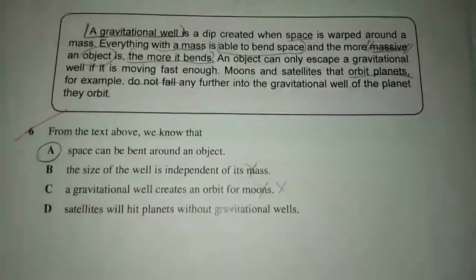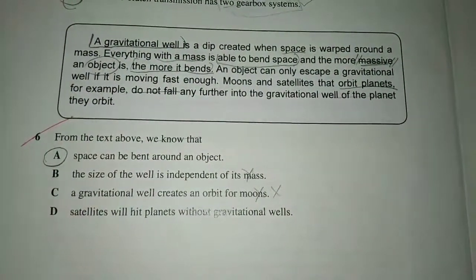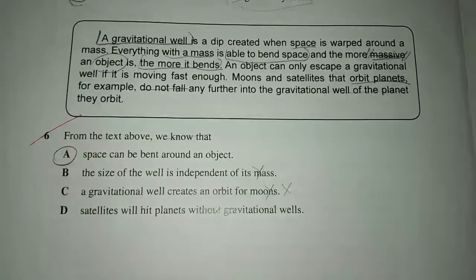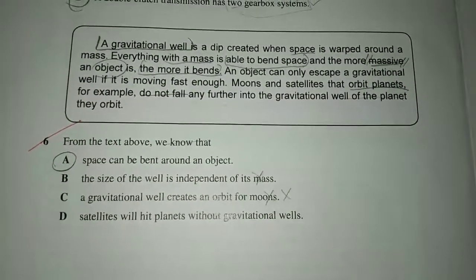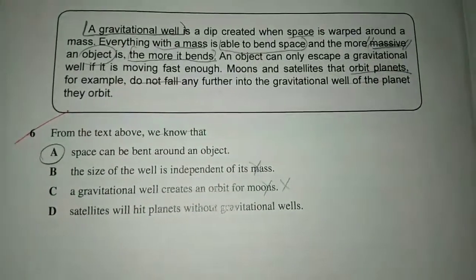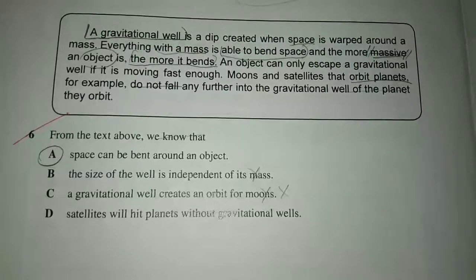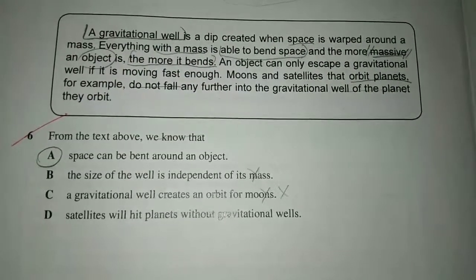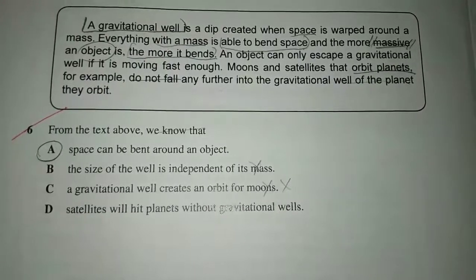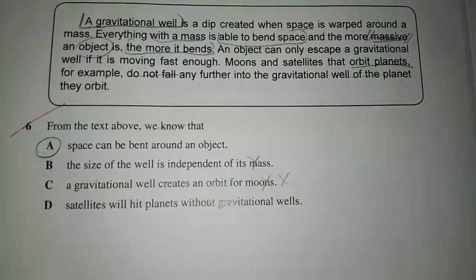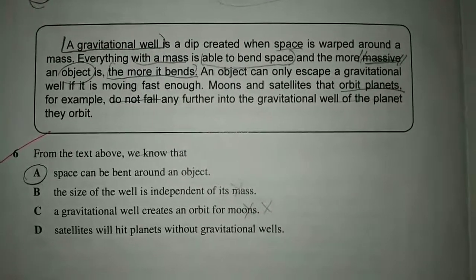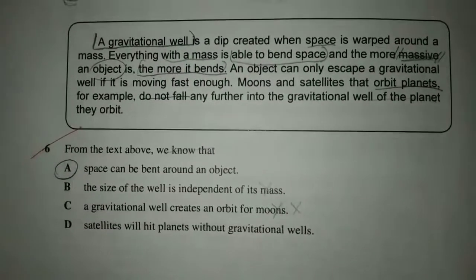Question 6. A gravitational well is a dip created when space is warped around the mass. Everything with a mass is able to bend space, and the more massive an object is, the more it bends. An object can only escape a gravitational well if it is moving fast enough. Moons and satellites that orbit planets, for example, do not fall any further into the gravitational well of the planet they orbit. From the text above, we know that.